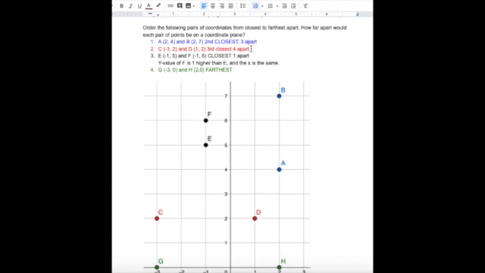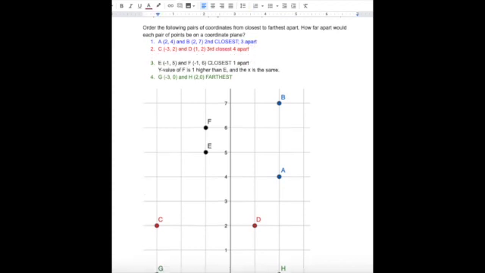And then I can look at the same thing for C. So for C, here's the third closest, negative 3, 2, and 1, 2. The X values are different by 4, and the Y is the same.